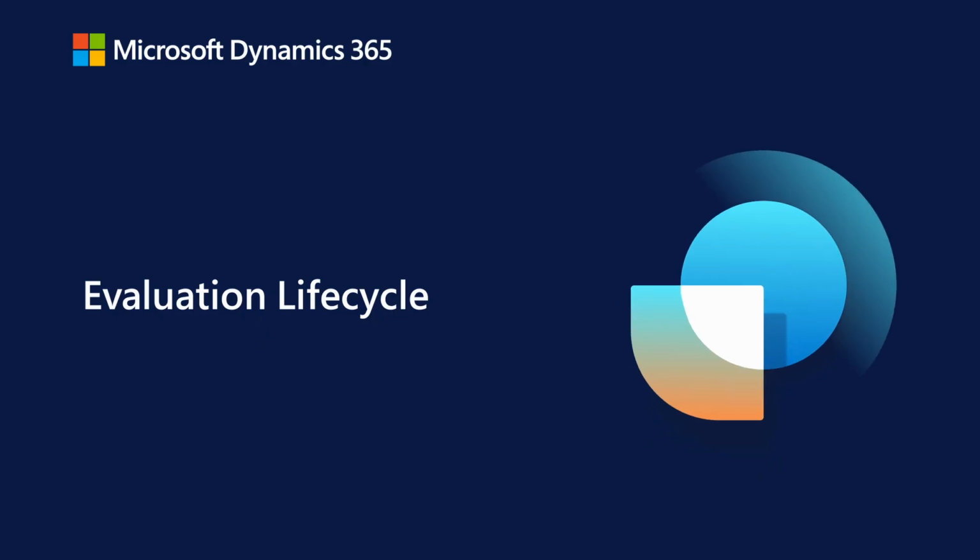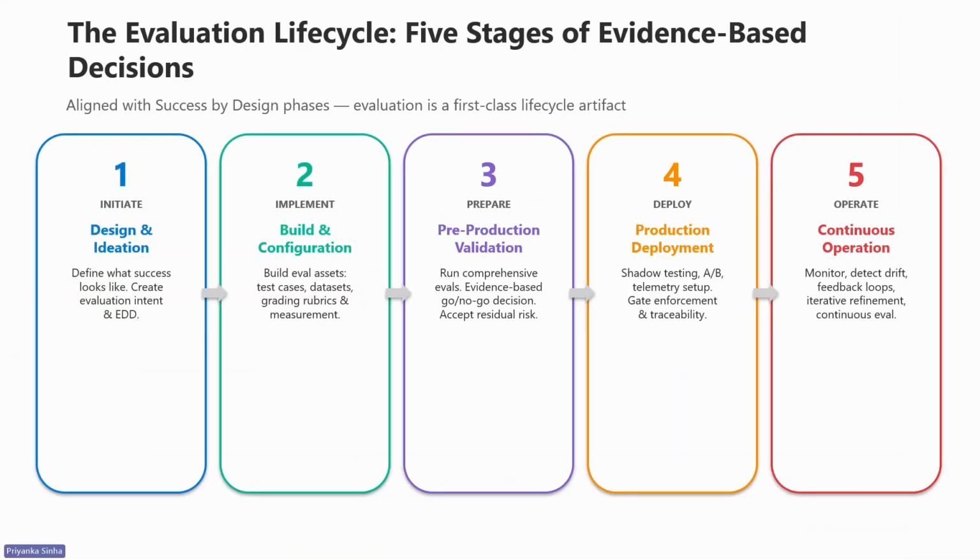Now let's move into the evaluation life cycle. Evaluation life cycle is aligned with success by design phases. If you see here, we have five pillars, and the key message here is that evaluation is not a one-time activity. It's a first class life cycle artifact that evolves at every stage.